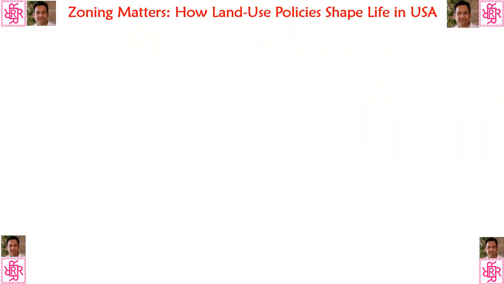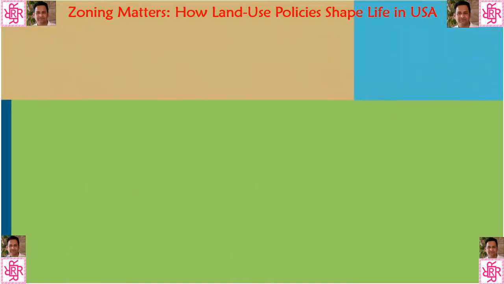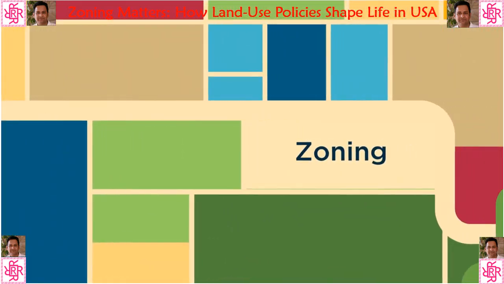After having the understanding about urban zoning and land use control, let's look at a small video about zoning matters, how land use policies shape life in USA. Let's begin our video. Zoning is a way for communities to separate land by use or form.